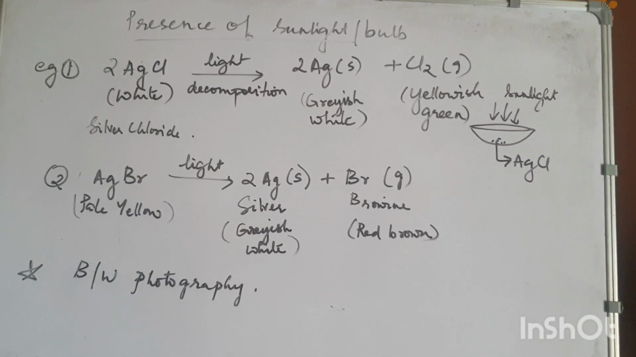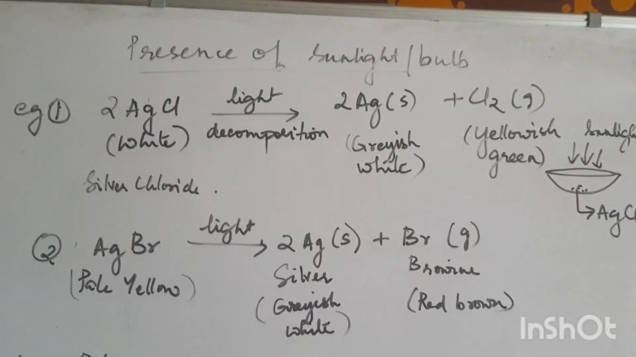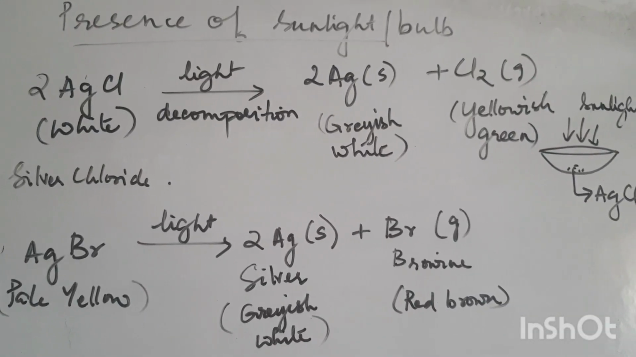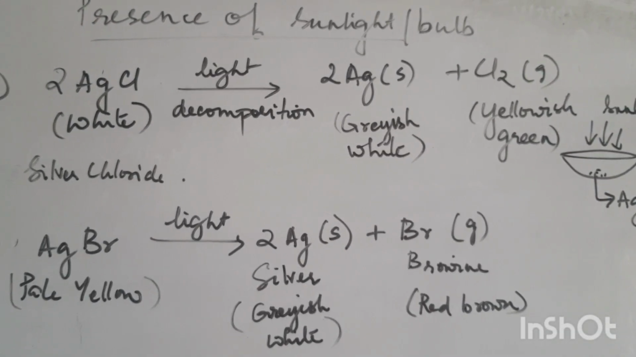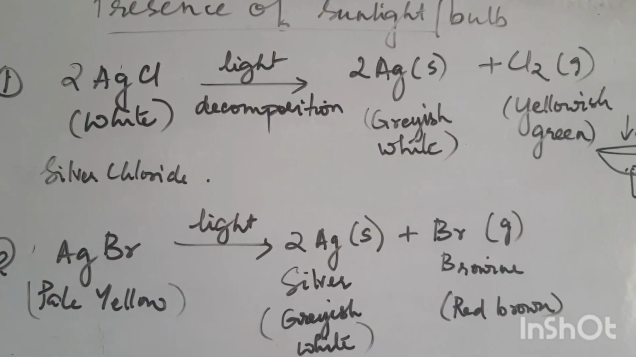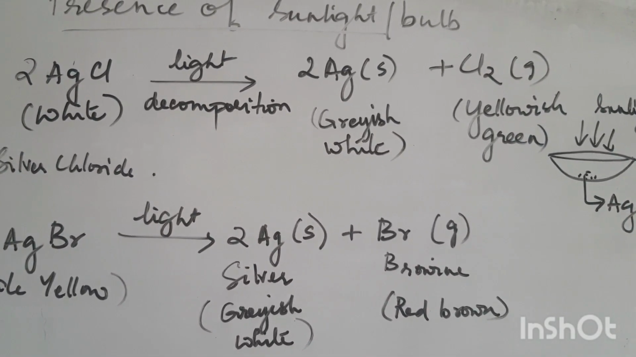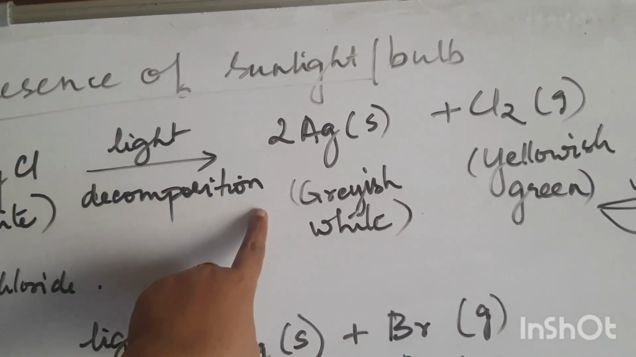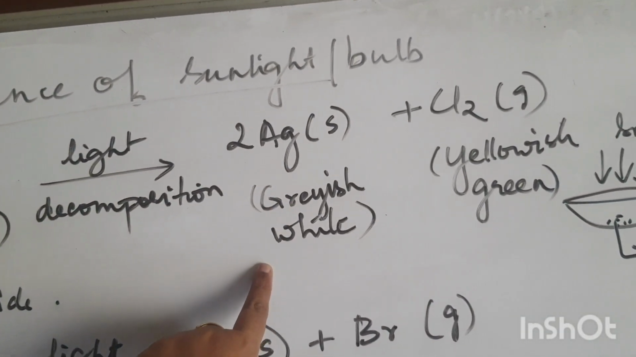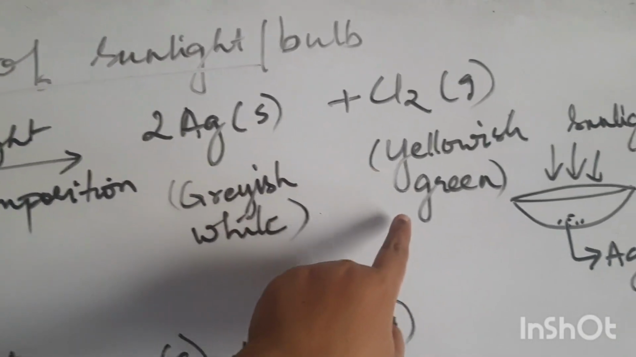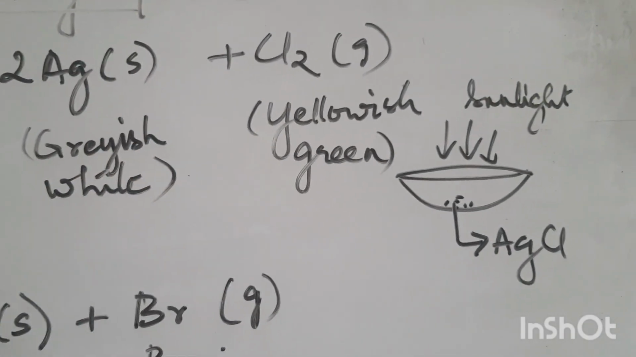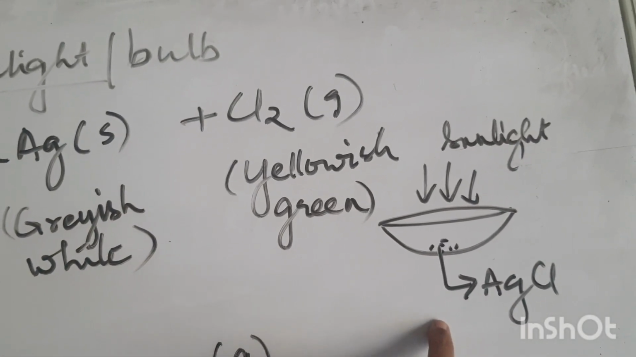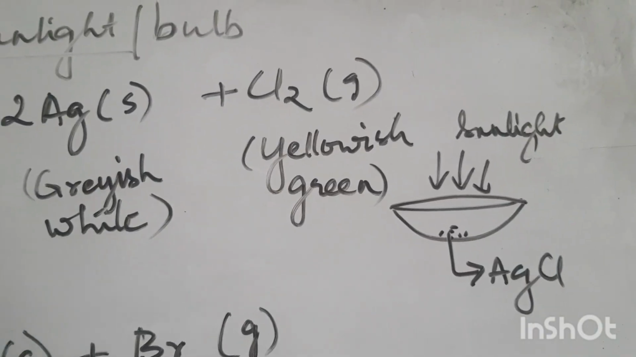Coming to the next decomposition reaction, that is the reaction that happens in the presence of sunlight. So here the equation is two molecules of silver chloride. Silver chloride is white in color, and it undergoes decomposition reaction in the presence of light to form 2 Ag. What is Ag? Silver, which is in the solid state and grayish white in color, and chlorine gas, yellowish green in color. So here in a petri dish I have taken some AgCl, that is silver chloride, in the presence of sunlight.